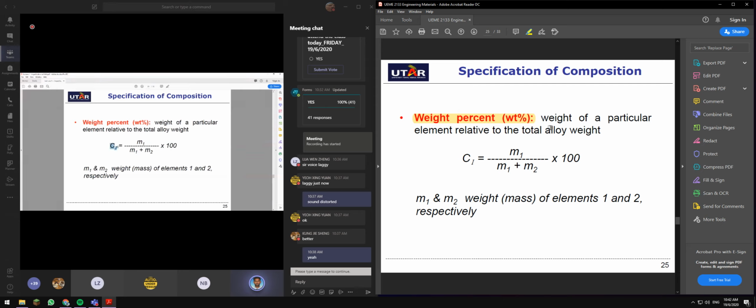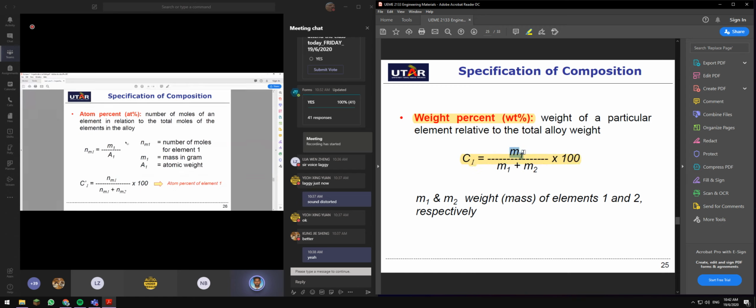So this is the formula for weight percentage. You have the mass of element 1 and element 2, the total of element 1 and element 2, and the mass of your impurities. So the mass of your impurities divided by the total weight of the whole element, times 100, will give you weight percentage. Please highlight these and memorize this formula.